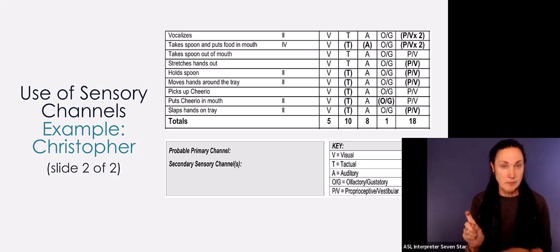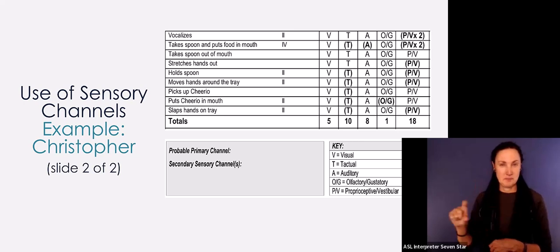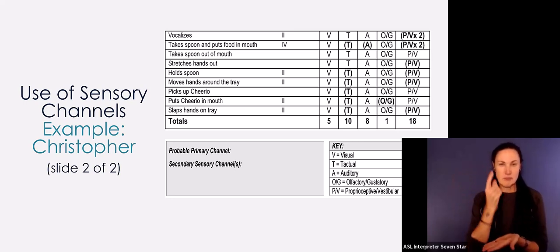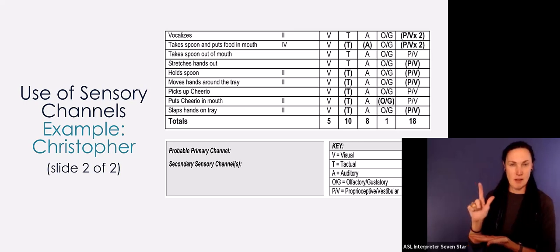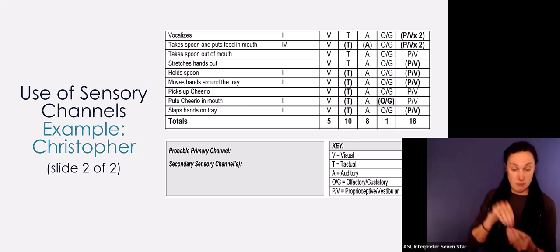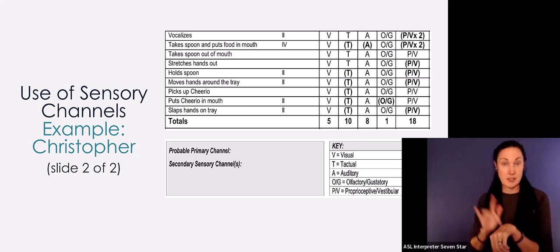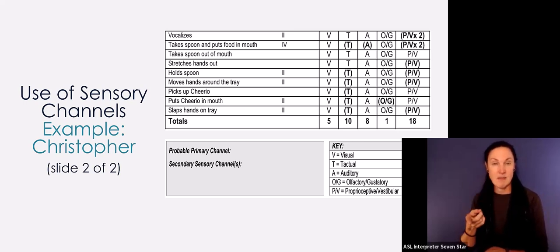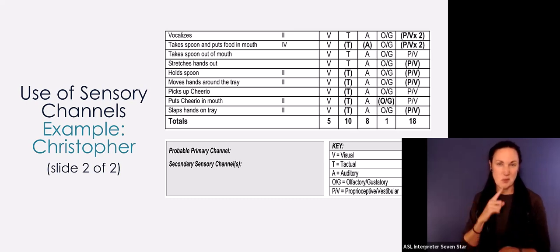And so this was the rest of it. And so what we looked at was, gee, what does this tell us about where his sensory channels might work best? So visually, he got a 5. That's not a score. It's just how many times. He got a 10 in tactile and touch. He got an 8 in auditory. He got a 1 in olfactory and gustatory, although there wasn't a lot there for him to use those 2 senses. And then the proprioceptive vestibular was 18.